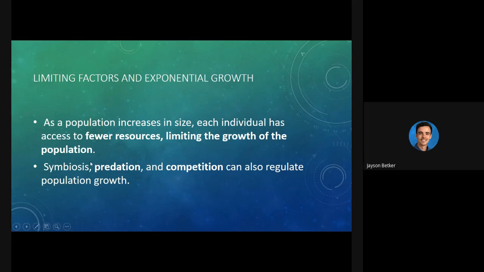And then you've got predation. Predation is a predator-prey relationship. Think like wolves or foxes and rabbits. The foxes will prey on the rabbits, and the rabbits will have a predator chasing them or preying on them, and that is the fox. So that's the relationship there. Those will both control population growth, obviously.